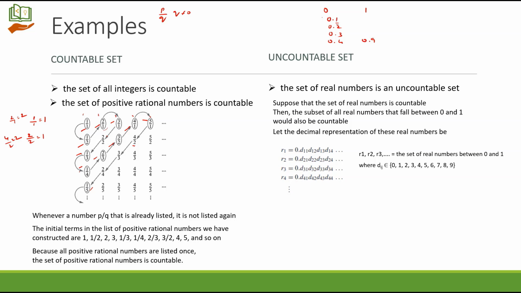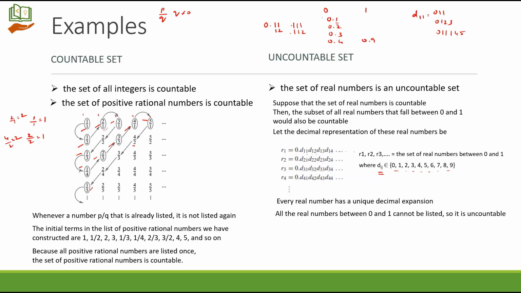But in general, the representation will be R1 is equal to 0.D11 D12 D13 D14. R1, R2, R3 are the set of real numbers between 0 and 1. Dij belongs to {0, 1, 2, 3, 4, 5, 6, 7, 8, 9}. What does it mean? If there is a digit called D11, it can be any number from this particular set. Every real number has a unique decimal expansion. All the real numbers between 0 and 1 cannot be listed in this way.